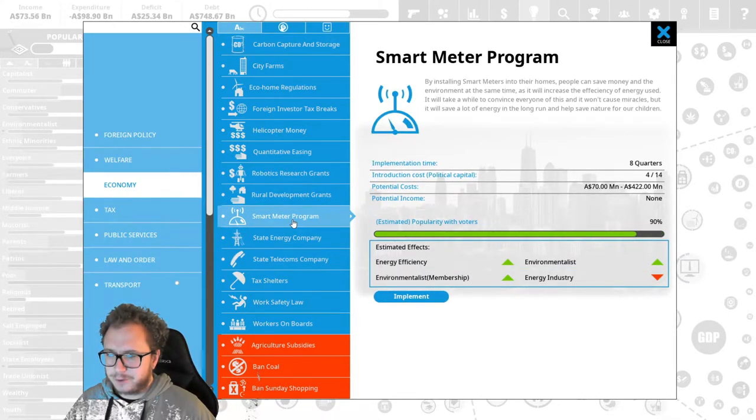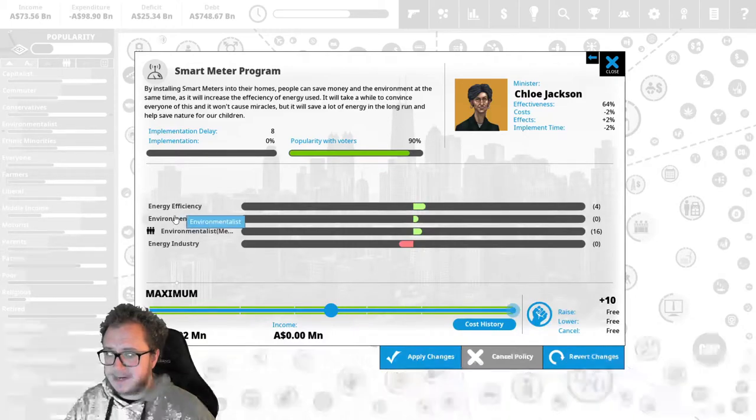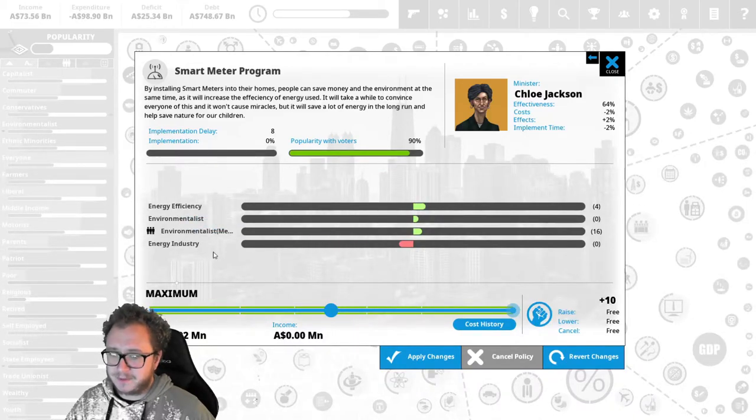Smart meter program might be worth it, because a smart meter is already a compulsory thing in new homes here in Australia. We may as well just do that. So that's going to up the energy efficiency, which is going to help the environment. It's going to bring down the energy industry, but we're going to implement our own energy industry.